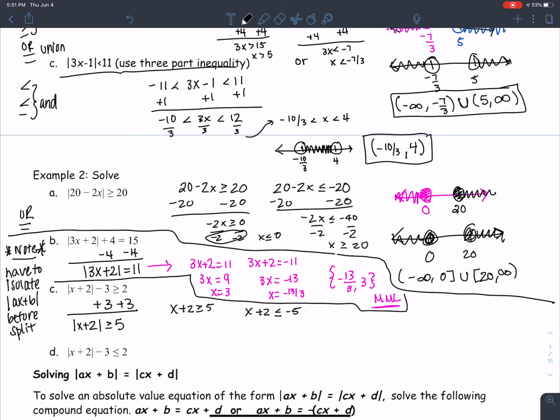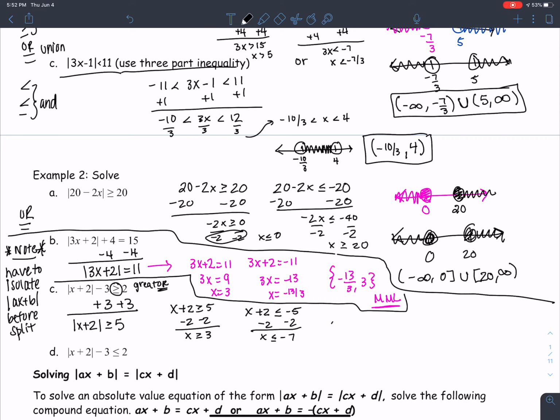Now, I forgot to check. My brain just knew this was an OR because it's a greater than. So I knew it didn't have to be a three-part inequality, and I could just do two, okay? So then subtract 2. X is greater than or equal to 3. X is less than or equal to negative 7.